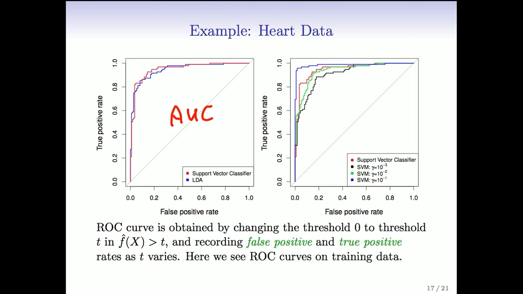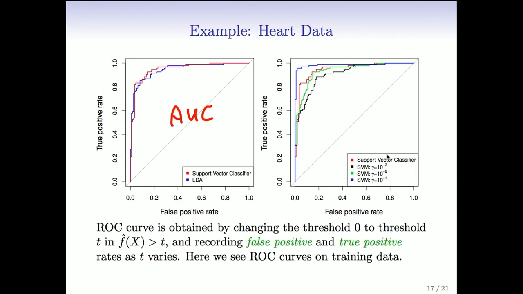So in this left panel, we've got the linear support vector classifier, that's the red curve, and we're comparing it to linear discriminant analysis, which is the blue curve. On the training data, they do pretty much the same. Maybe the support vector classifier has a slight edge in a few places. In the right panel, we compare the linear support vector classifier, the red curve, to the SVM using a radial kernel with different values of gamma.